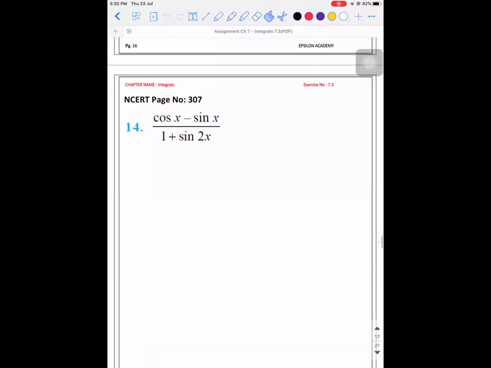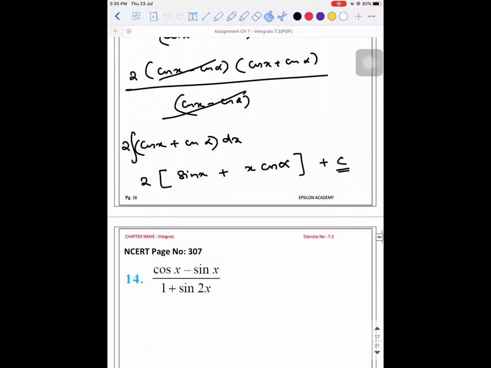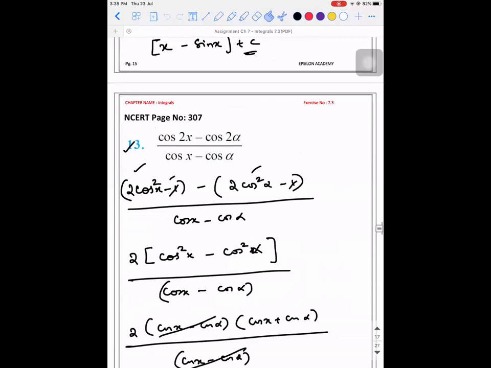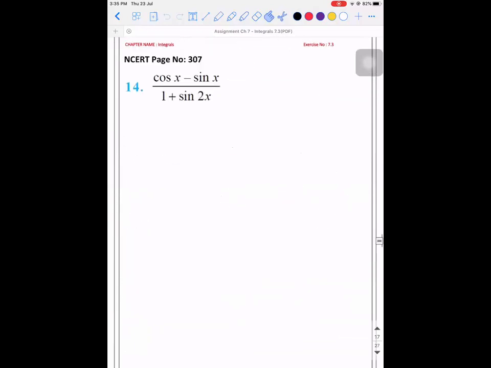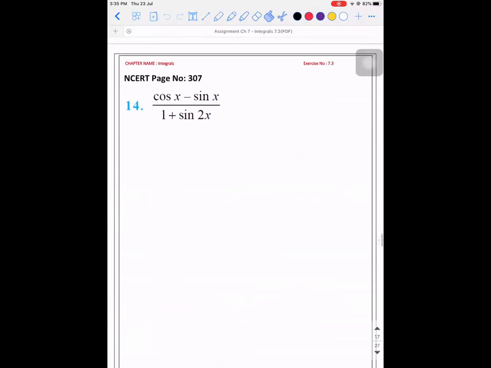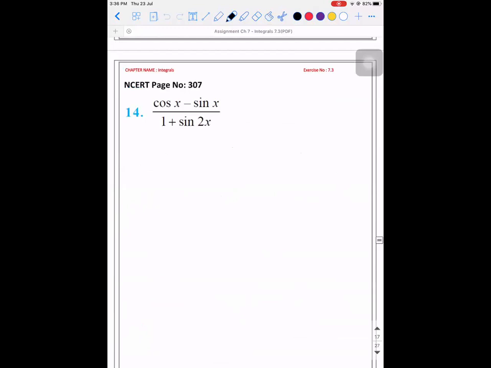Yes, sir. So we have completed till the 13th problem. So we'll do the 14th onwards. The question is the integral of (cos x minus sin x) divided by (1 plus sin 2x) cos x dx. So how to proceed?